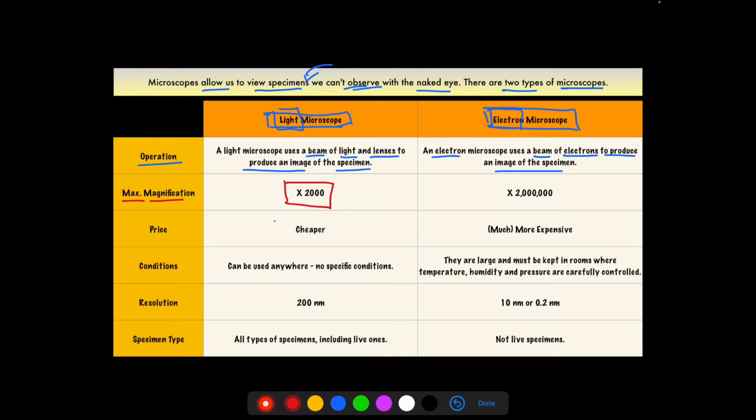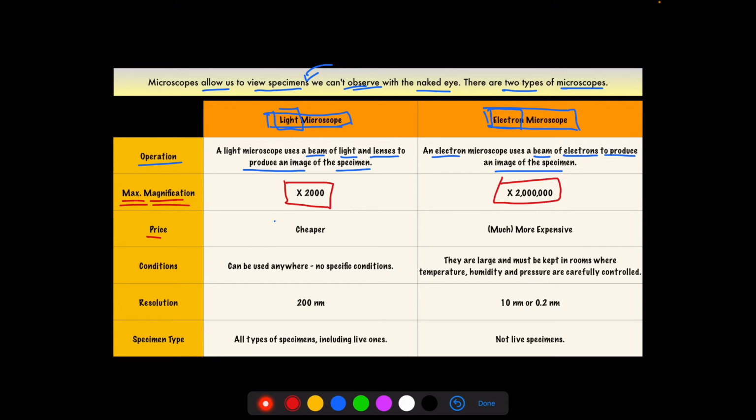Okay, so the maximum magnification that you would find in the best light microscopes, times 2000. However, in an electron microscope, which is much better, you would find a magnification in some cases of times 2 million. Okay, so that's a huge difference.